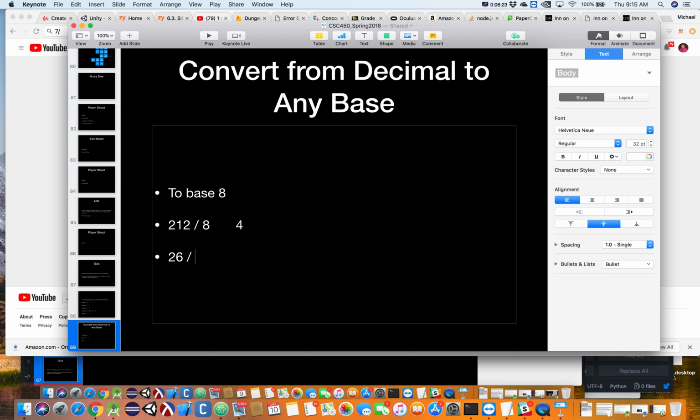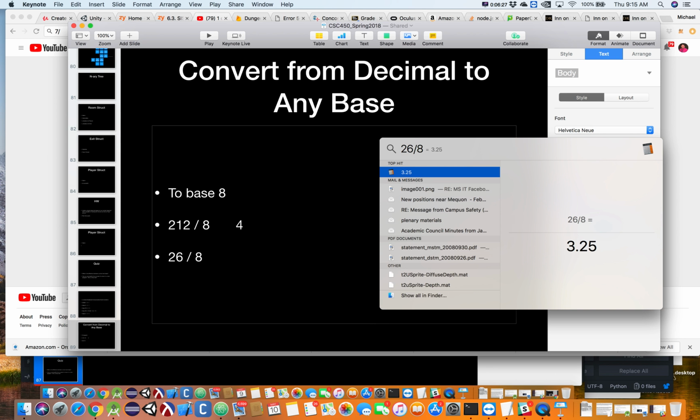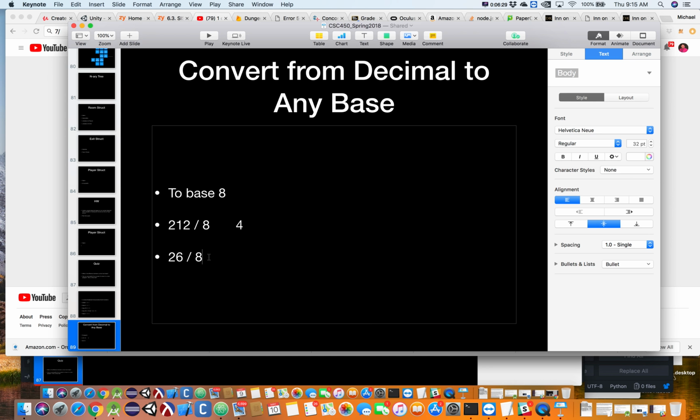Divide by 8 again. 3.25. Put 3 on the next line down, and then you put a 2 on the next line. Okay, because 3 times 8 is 24, with remainder 2. Next. Divide by 8, that's 0. Okay, and the remainder on that line would be 3. Yep.